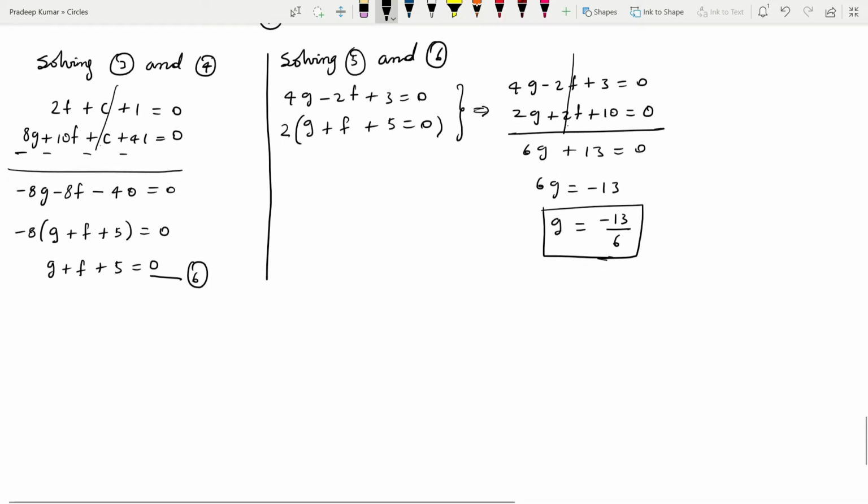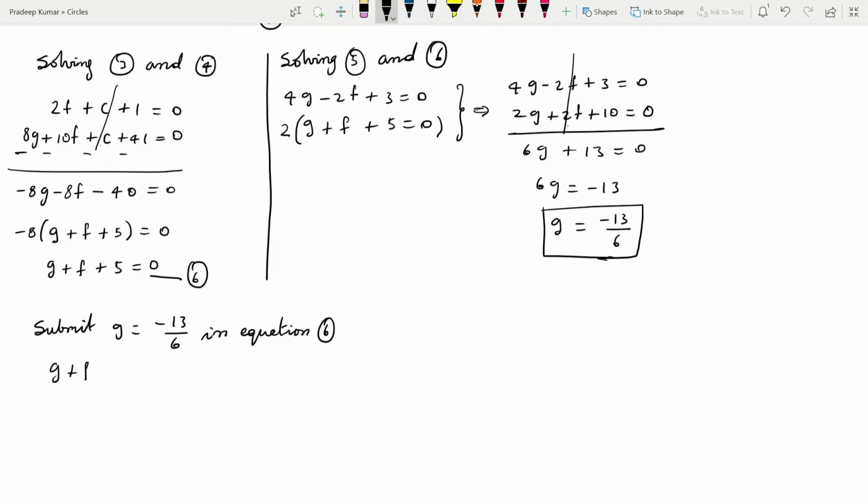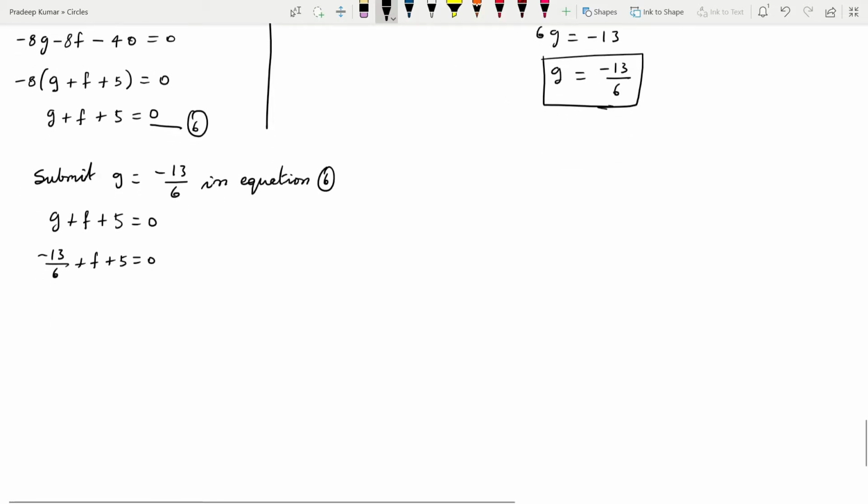So I can write here, substitute g equal to minus 13 by 6 in equation 6. So let's see what do we get. Equation 6 is g plus f plus 5 equal to 0. So here I'll just substitute the g value. So that is minus 13 by 6 plus f plus 5 equal to 0. So let's continue to solve it so that we'll get the f value.